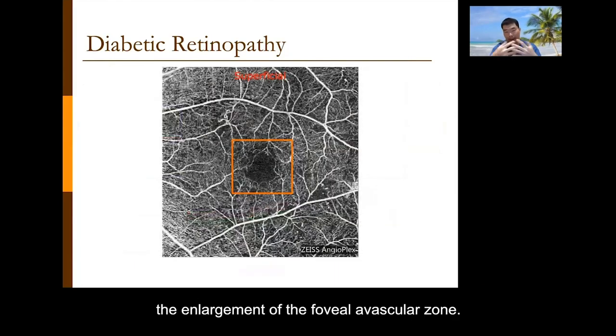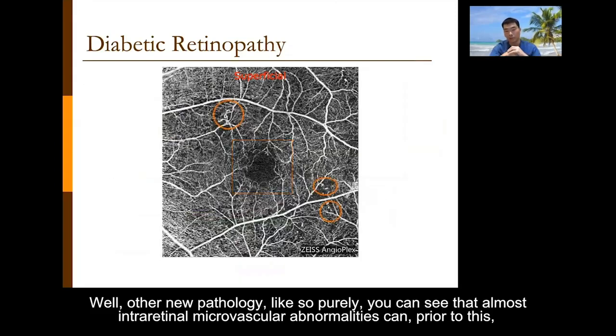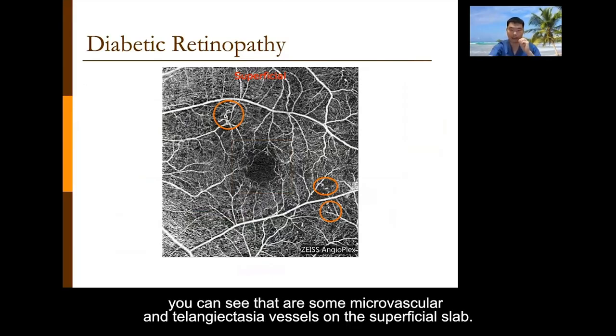Here you can see again the enlargement of the foveal avascular zone, but other new pathology like superiorly you can see this intraretinal microvascular abnormalities. Temporal to this, you can see that there are some microvascular and telangiectatic vessels on this superficial slab.